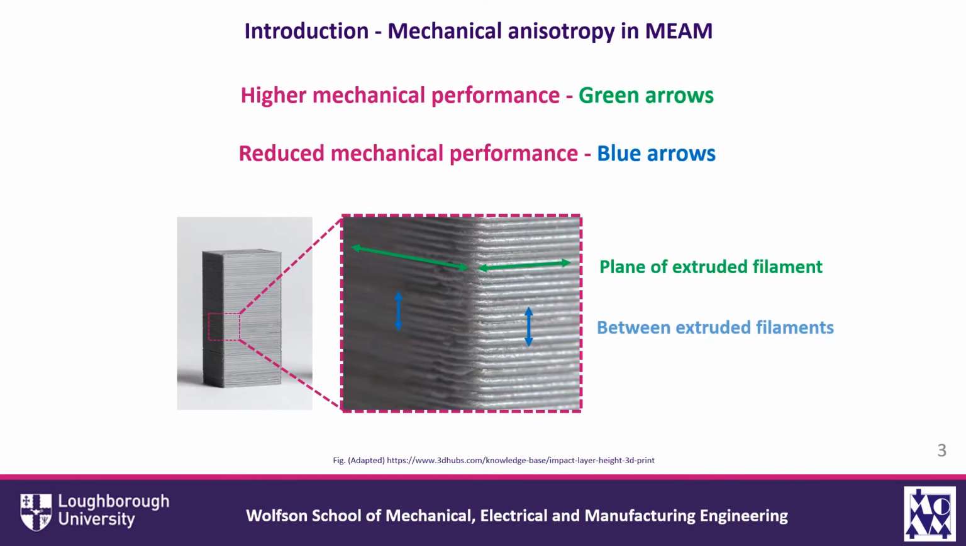Due to the layer-by-layer manufacturing characteristics, we find that parts demonstrate mechanical anisotropy, where we have a higher mechanical performance in the plane of the extruded filament, as shown here by the green arrows, and a reduced mechanical performance in the direction of the interface between the extruded filaments, as shown here by the blue arrows.